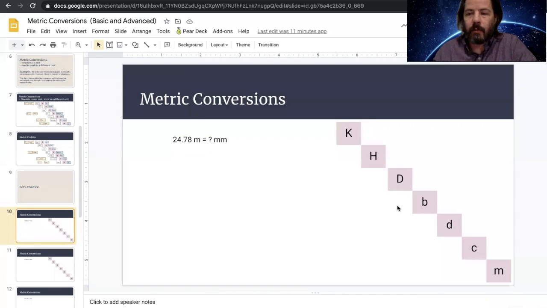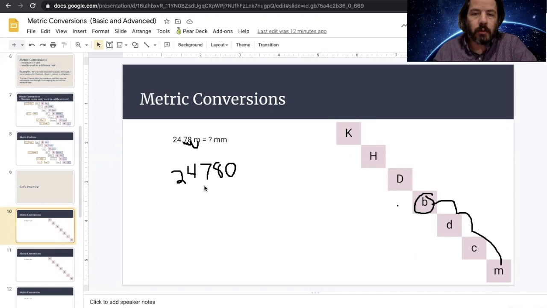So 24.78 meters. Meters is my base unit, and I'm going to milli. So 1, 2, 3, and I'm moving to the right. So 24, 7, 8, fill in any holes. So 24,780 millimeters. Does that make sense? If I have 24 meters, should I have a ton of really baby units, millimeters? So I move the decimal to the right and my number gets bigger as I go down the ladder, down the pyramid.